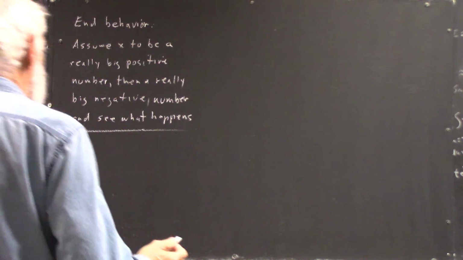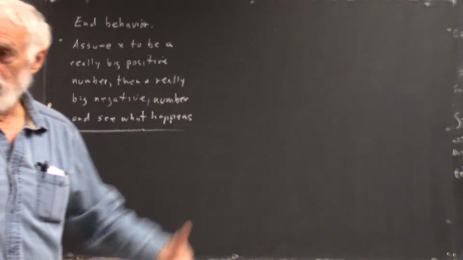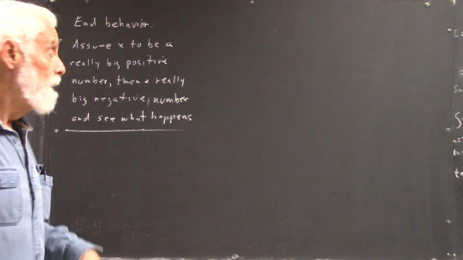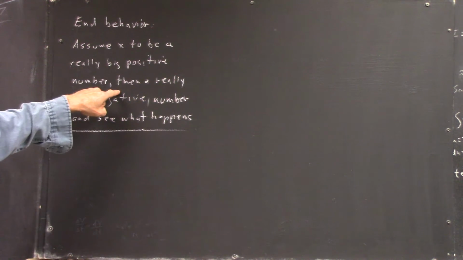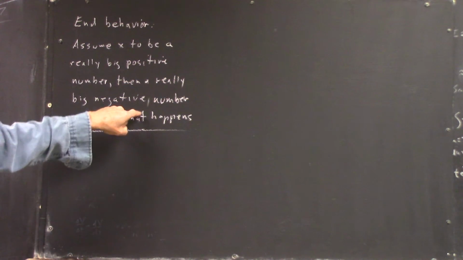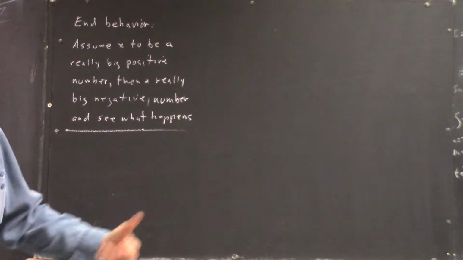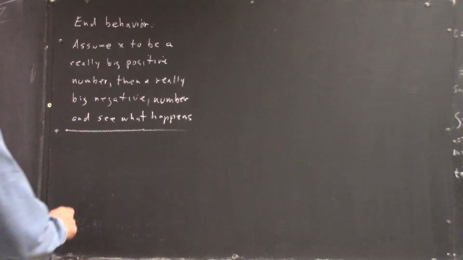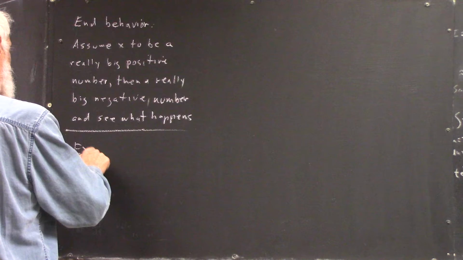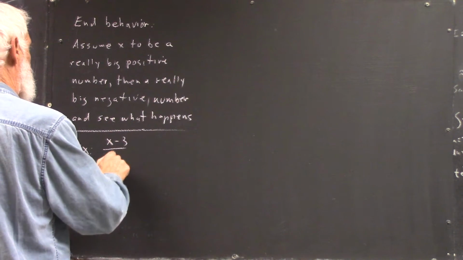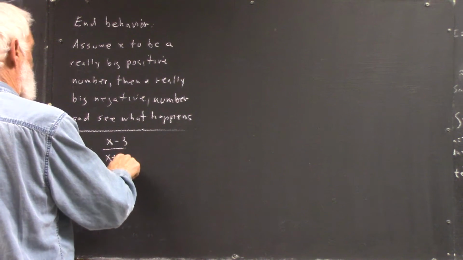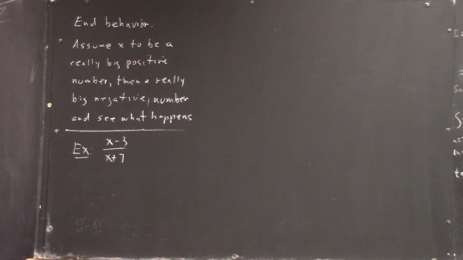End behavior. Okay, we had a question on end behavior. How do you do it? Well, basically, it's very simple. You assume x to be a really big positive number, then a really big negative number, and see what you get. Okay? So, example. x minus 3 over x plus 7.